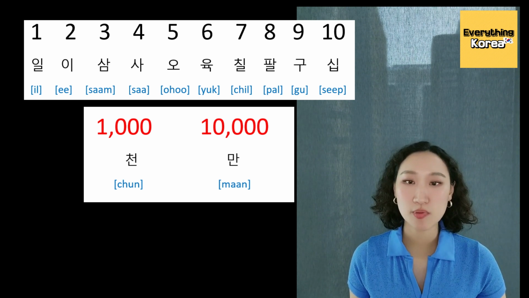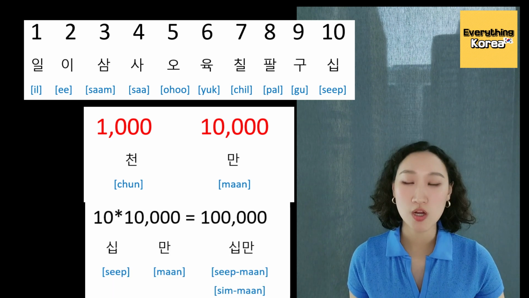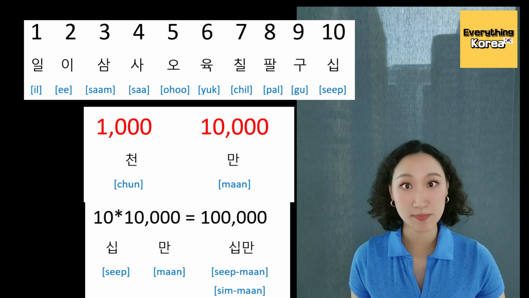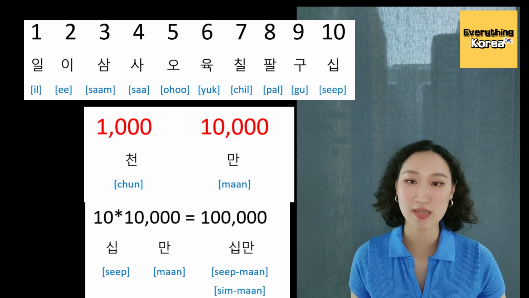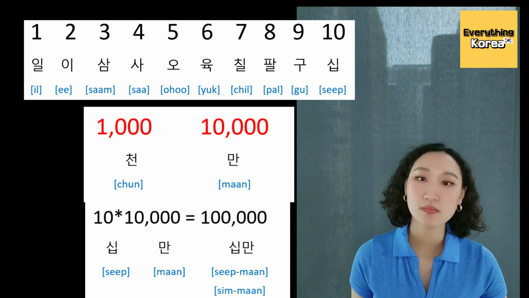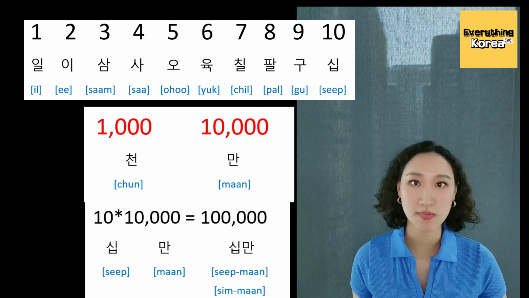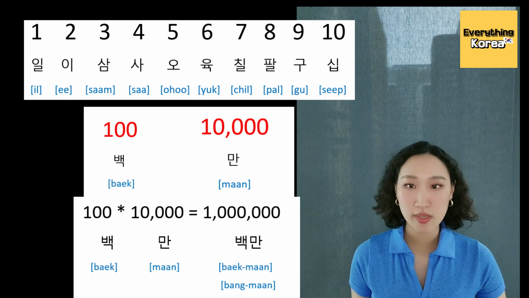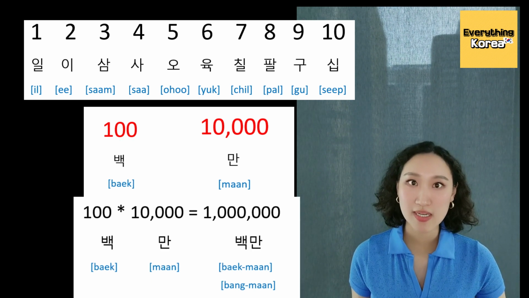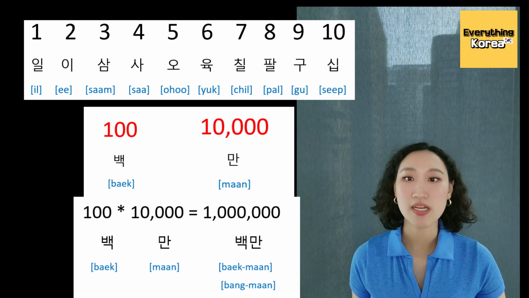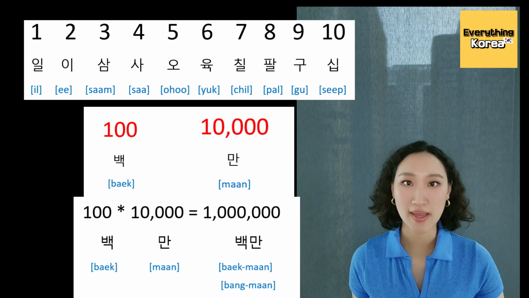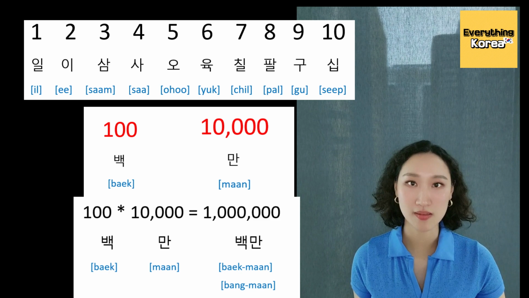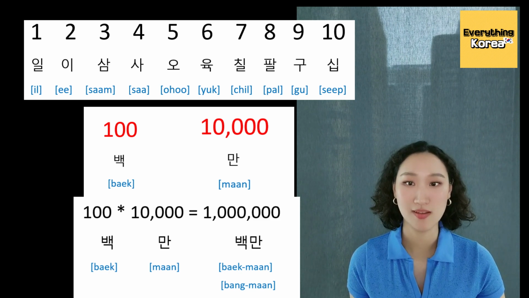The rule doesn't apply here either, so you gotta memorize 1000 and man. For 100,000, it's 10 times man, right? 10 times 10,000. So it's gonna be 10만. For a million, it's 100 times man, right? So it's 100만. Sounds like 100만.